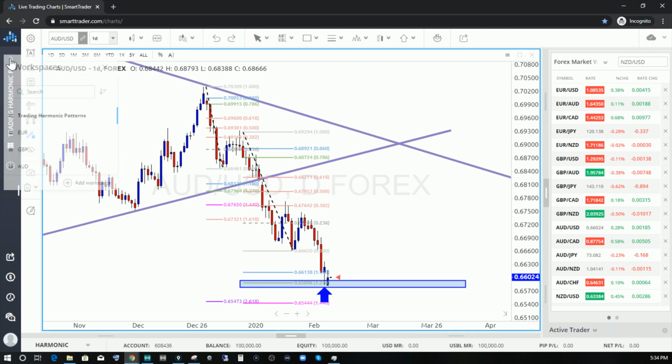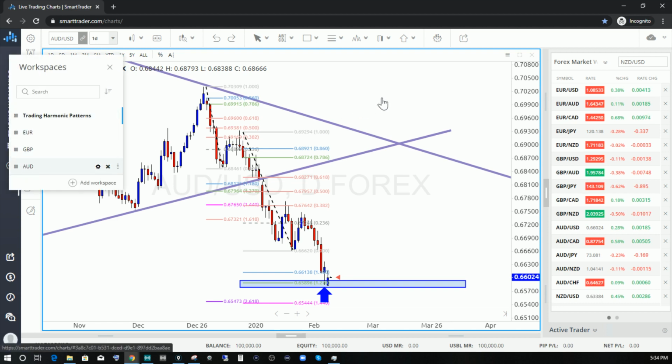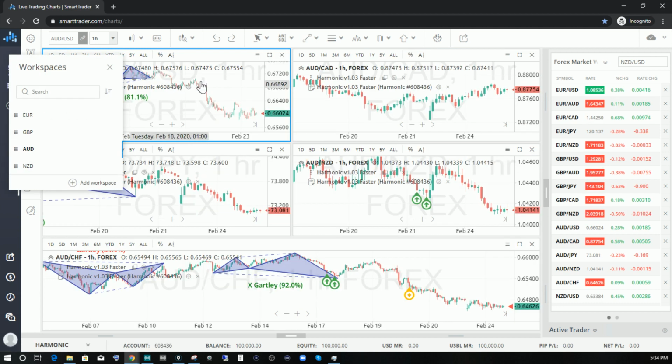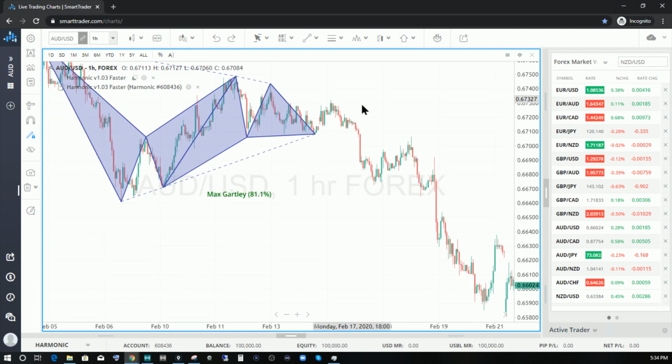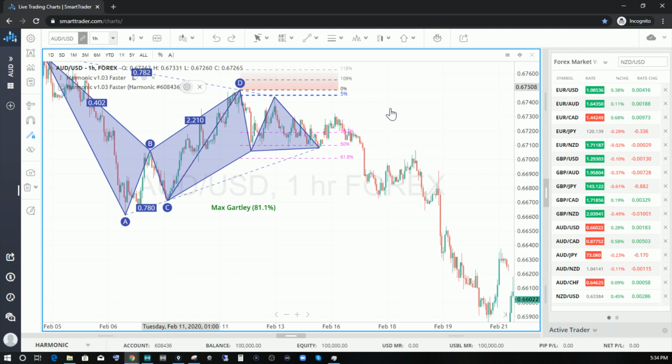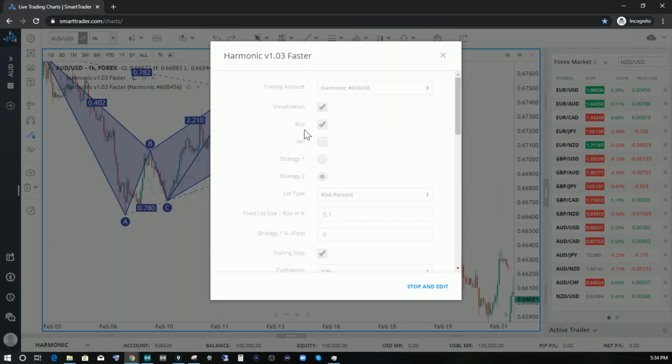All right, so let's take a look and make sure that I have deployed our trading system in the right direction. Here's the Aussie US dollar right here. Let's take a look at the script, and the script says, yep, buy only option right here.